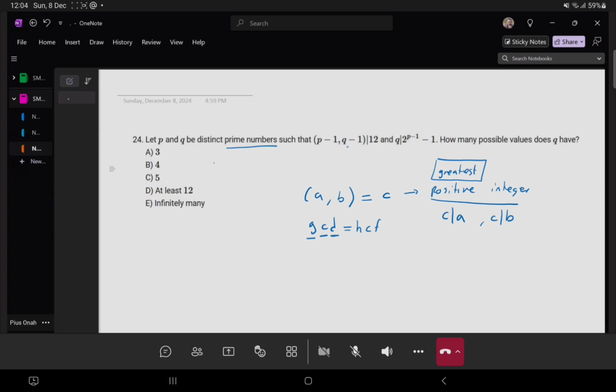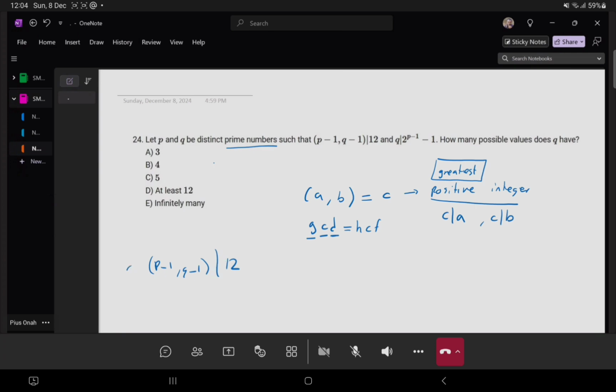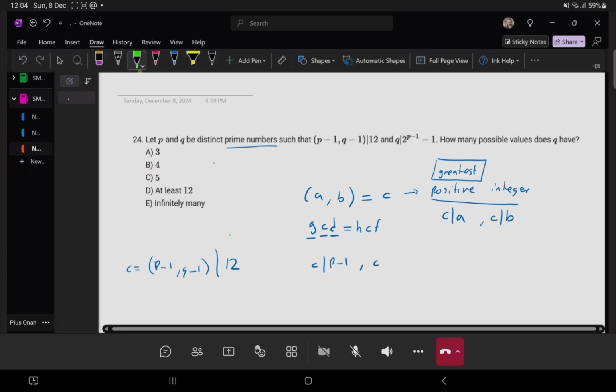Now, for the first condition, we have to figure out what P and Q could be. Actually, we're interested in Q. We may not necessarily be able to get P, but we're interested in Q. So for the first condition, let's see what we can figure out from here. Let's call this greatest common divisor, this GCD, C.